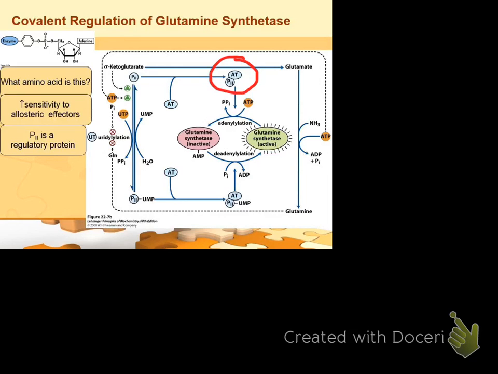So saying stuff like uridylation is really hard for me. Okay, so I'm going to call it umping. What happens is the P2 can be umped and have that UMP added to it by this enzyme, UT.